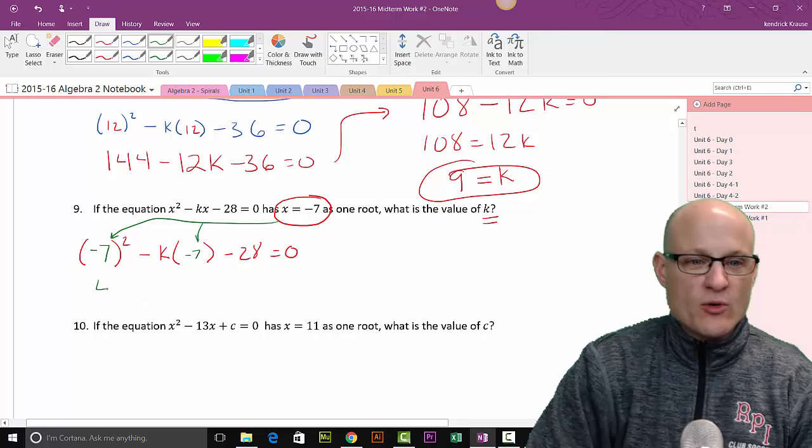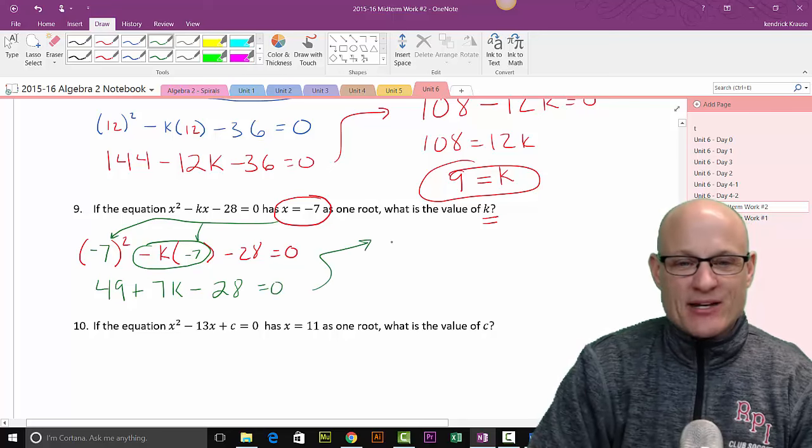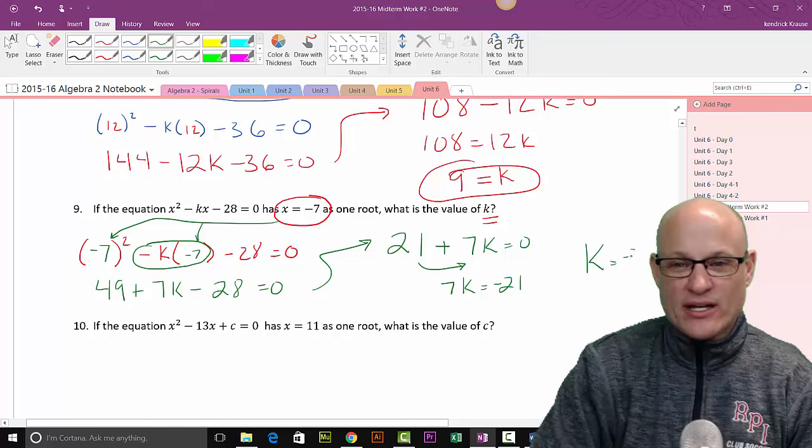Because we put parentheses when we plug in negative 7. All right, so this is 49. Now this is negative times negative, so that's positive 7k. Don't make that silly mistake. Minus 28 equals 0. And 49 minus 28 is 21 plus 7k equals 0. We'll move the 21 over. So I get 7k equals negative 21, or k equals negative 3.